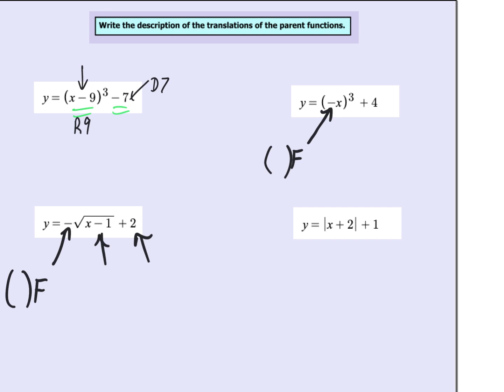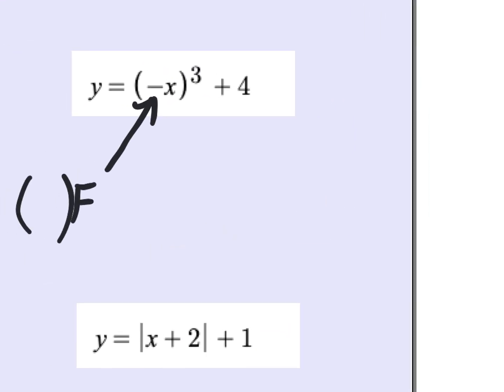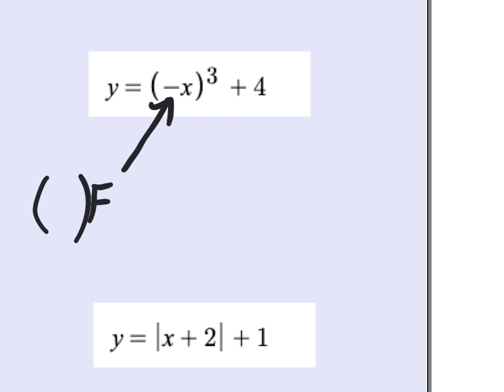Okay, I'm going to be calling on different people on this one right here. Cole, was that one a vertical or horizontal? Hint, it's on the inside. Horizontal. So it's horizontal on the inside, right? So that's a horizontal flip. How about that 4, Cole?